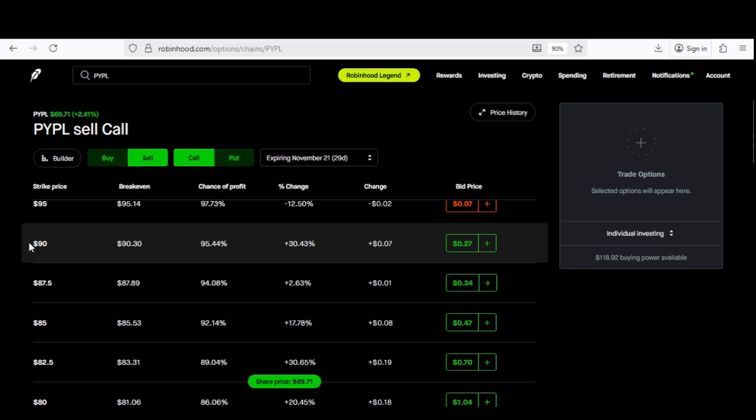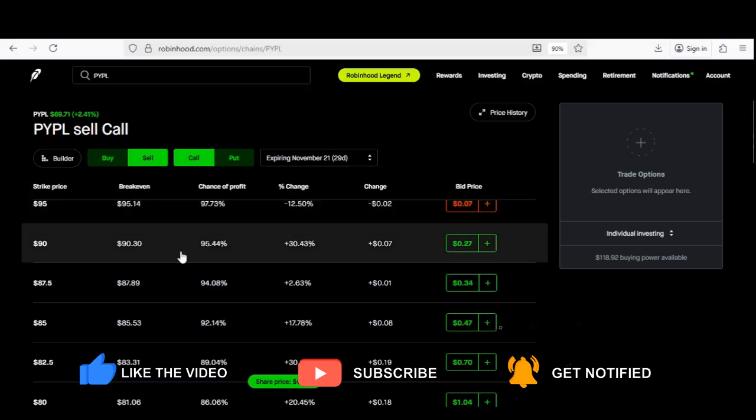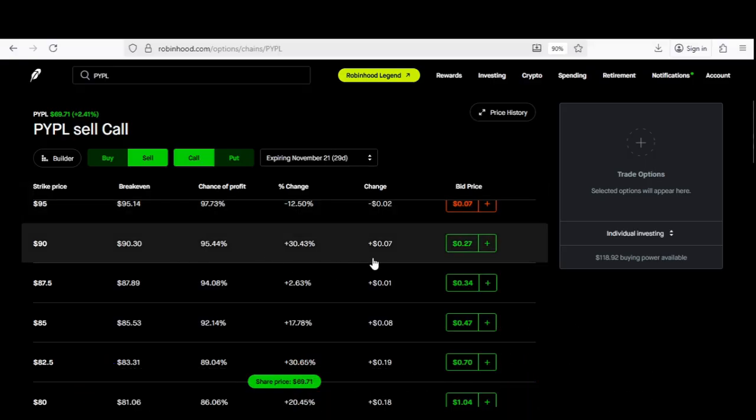Now, that right there is going to give us a chance of profit of 95%, meaning if we do decide to go ahead and execute this particular option strategy in order to make additional income, there's a 5% chance that this trade is going to go against you. A 5% chance of losing this trade is a chance that I can take. So at the $90 strike price, a very high chance of profitability of 95%, you're going to get paid. The amount you're going to get paid is 0.27, or $27.